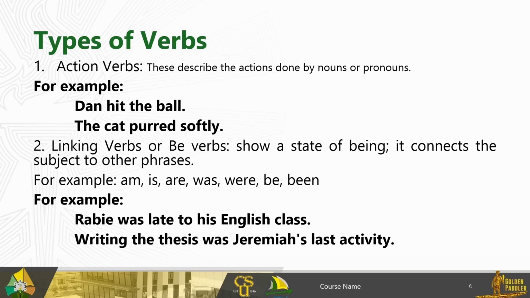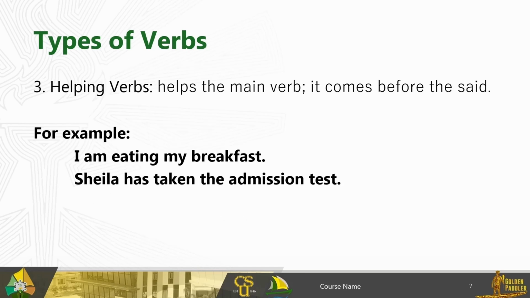We have these following sentence examples. Number 1. Rabi was late to his English class. The verb here is was, which is a linking verb that connects the subject to its subject complement, late, which describes Rabi's state. The second is writing the thesis was Jeremiah's last activity. The linking verb here is was that links the subject to its subject complement, Jeremiah's last activity, which identifies what writing the thesis was.